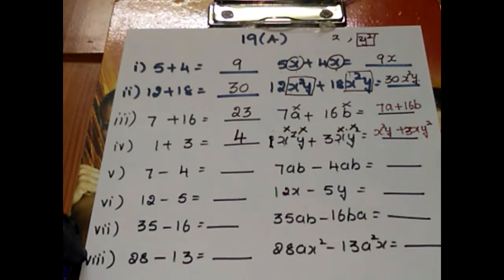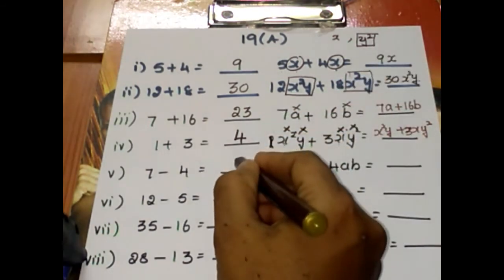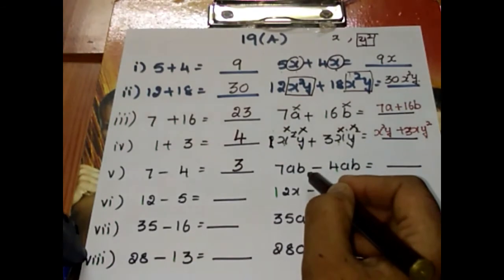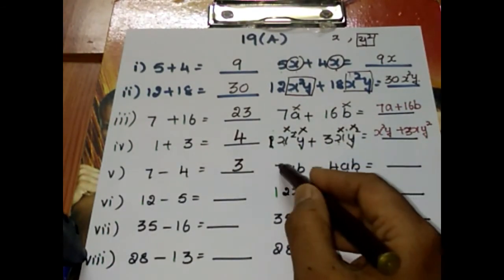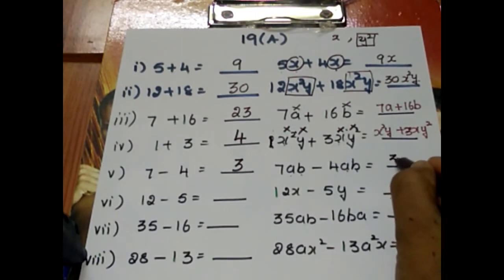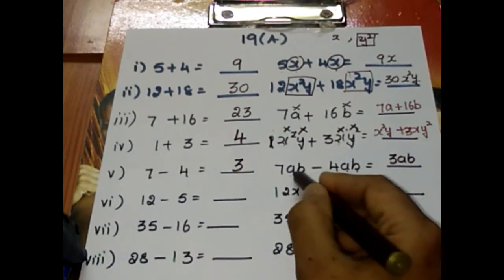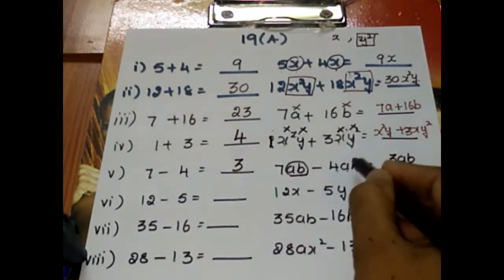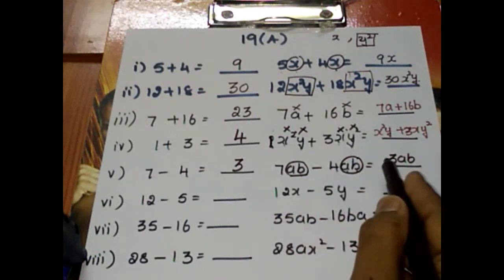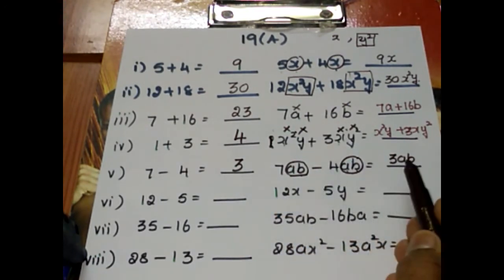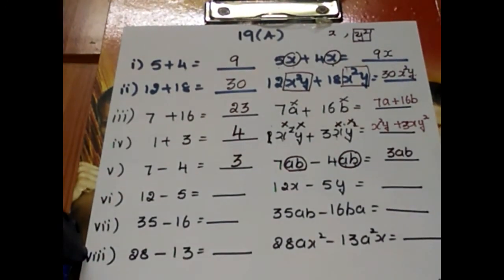Next, 7 minus 4 is 3. Come to the other part. ab, ab. Are they same? Yes. Both are having the algebraic coefficients ab. They are like terms. The sign is minus. So I can subtract: 7 minus 4 is 3. 7ab minus 4ab is 3ab.